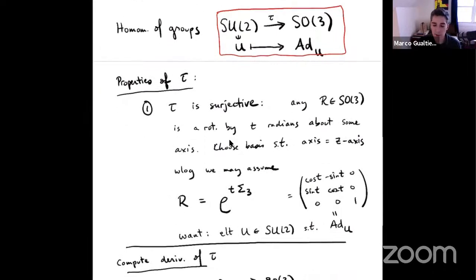So for example, let's take the z-axis. A rotation about the z-axis is exactly an exponentiation of sigma 3. Sigma 3 is an infinitesimal rotation about the z-axis. If you exponentiate it, you get a rotation by t radians, and we get this matrix. So to prove surjectivity, we're trying to find a unitary matrix that when you conjugate by it will give exactly this for the adjoint action.